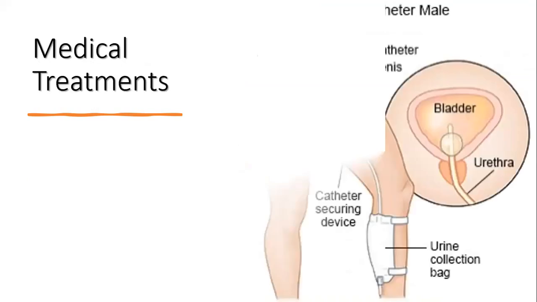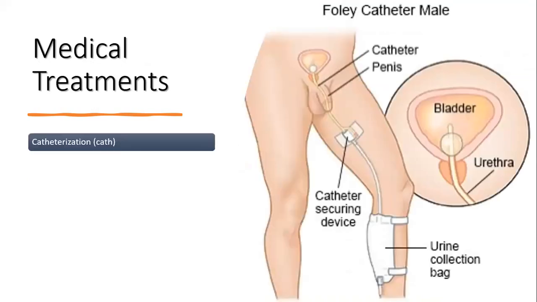Medical treatment. Here, the cath or catheterization. You see the Foley catheter. It's indwelling through the meatus and urethra into the bladder, and there is a balloon inside the bladder, and the urinary collection bag is fixed to the leg of the patient. Catheterization is insertion of a tube through the urethra and into the urinary bladder.